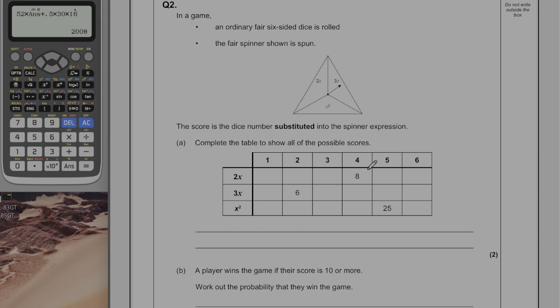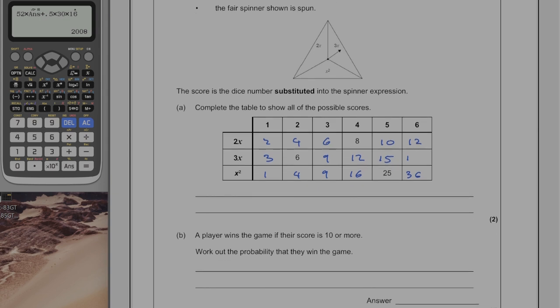So all of these are going to be doubled. So I'm going to go 2, 4, 6, 8, 10, and 12. Then times them by 3. So 3, 6, 9, 12, 15, and 18. And then the values squared. So 1, 4, 9, 16, 25, 36.